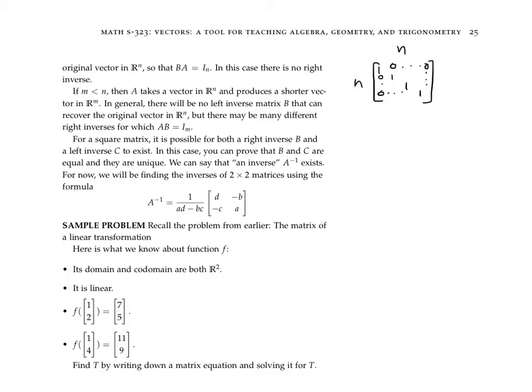For now, we'll be finding the inverses of 2 by 2 matrices using the following formula. The inverse of the matrix A is 1 over the determinant of A, times this sort of manipulated matrix where the entries along the main diagonal are swapped and the entries off the main diagonal just change sign. So remember that A times A inverse will give you the identity matrix.